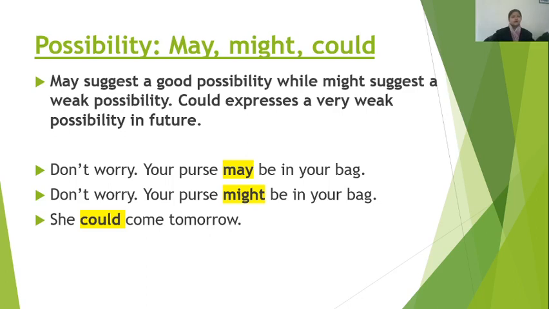Now let's come to the possibility. For showing the possibilities, we use may, might, or could. Now, how to use them? Children, when we talk about a good possibility of something, good possibility means when we are sure, we use may. When I talk about a weak possibility, we use might. And when we talk about a very weak possibility, we use could. Now see how to use that.